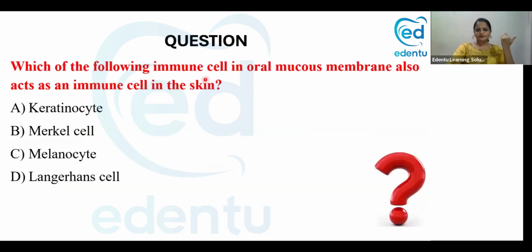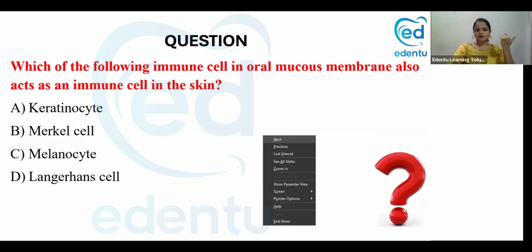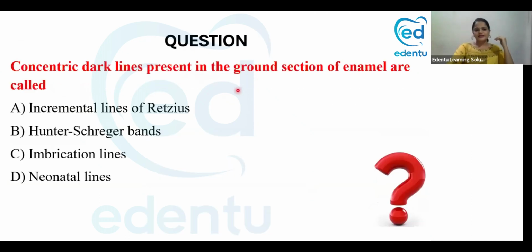Now, the concentric dark lines that are present in the ground section of enamel are called what? Is it the incremental lines of Retzius, the Hunter-Schreger bands, the imbrication lines, or the neonatal lines? Any guesses, doctors? Dr. Namya, Dr. Aishwarya, Dr. Tasneem? Okay, that's okay. I'll explain it to you.